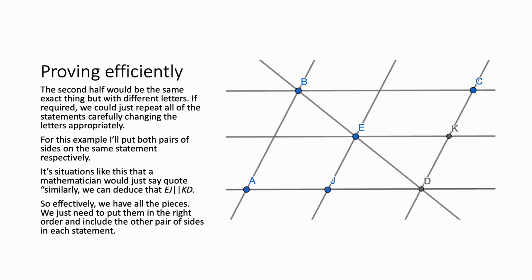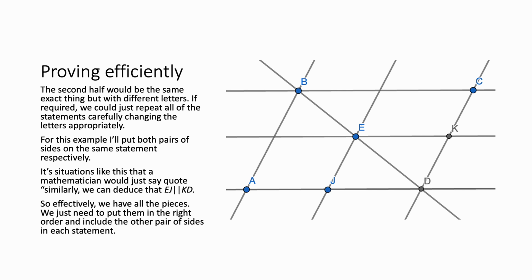Even better, we don't need to do all of that work over again. Proving that EJ is parallel to KD is exactly the same steps. We're just working vertically rather than horizontally. But it's the same reasoning, it's the same everything. So mathematicians would just say, quote, similarly, we can deduce that EJ is parallel to KD, and do a little magic hand waving and move on. I don't know if that's rigorous enough for whoever's grading, or the professor or whatever. So I don't do that unless you can get away with it.